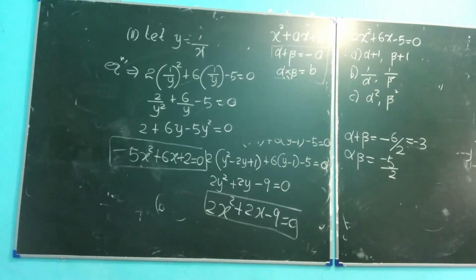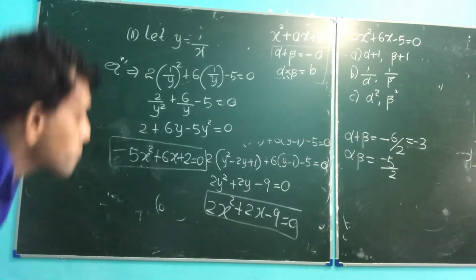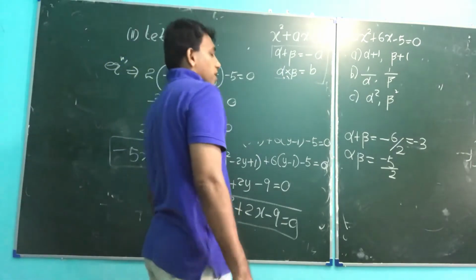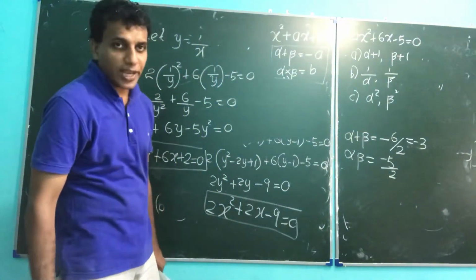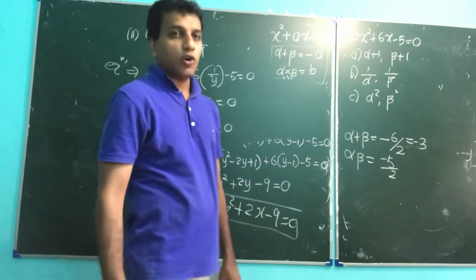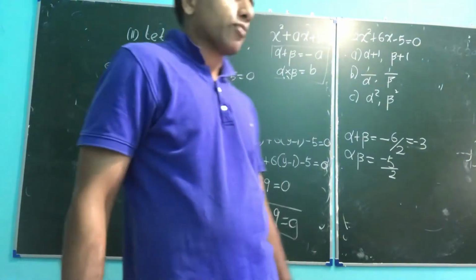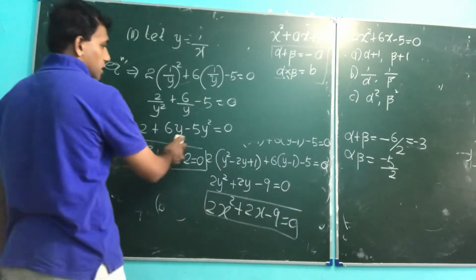See the third one, I think the other method is easy. Try, already worked similar questions, earlier questions. Try that one. Alpha square, beta square. What is the equation? Wherever the equation is needed, you need the summation and the product. If you know the summation and the product only, you can write the proper equation.